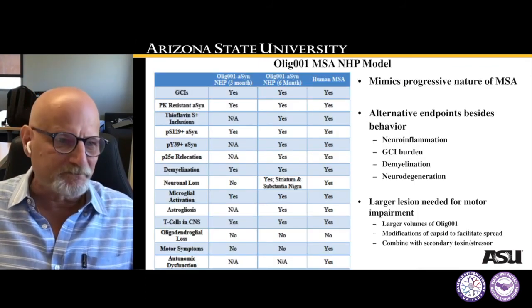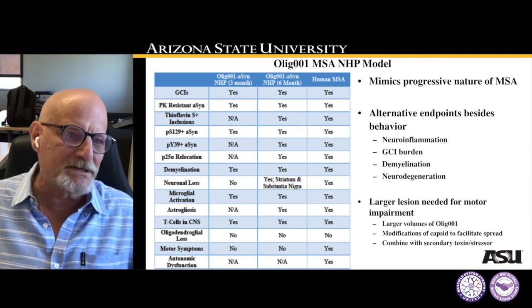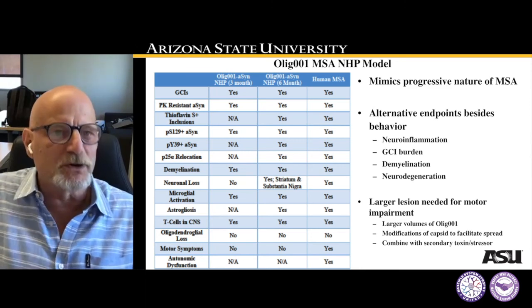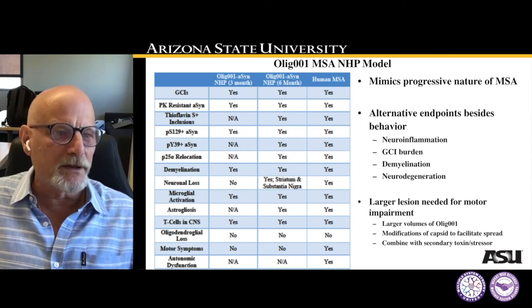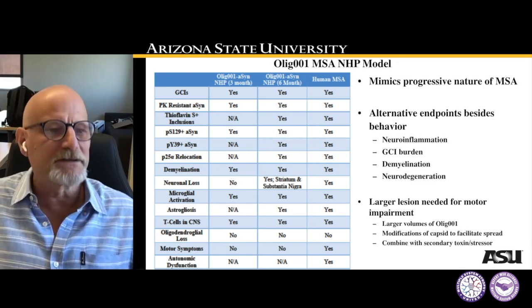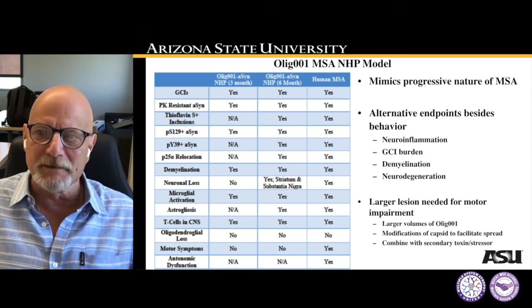So to summarize, we have all these different features at 3 months that are promising, but are better at 6 months. This is all non-human primates. PK resistance, thioflavin S inclusions, phosphoserine 129, PY39, P25 alpha relocation, demyelination, neuronal loss, et cetera. They all mimic the human MSA.